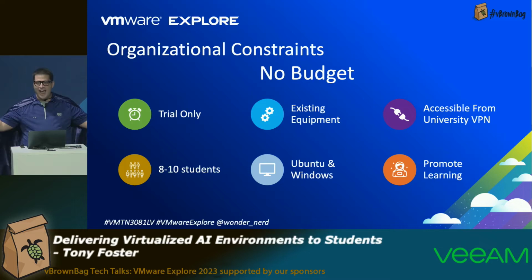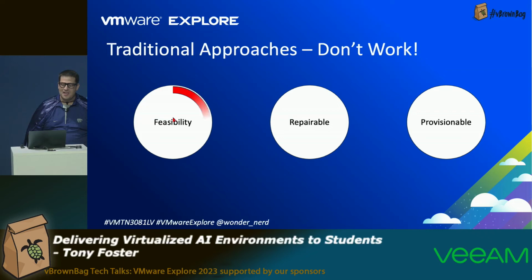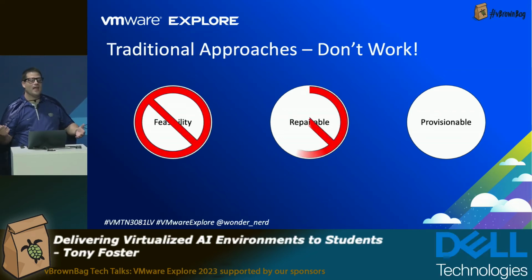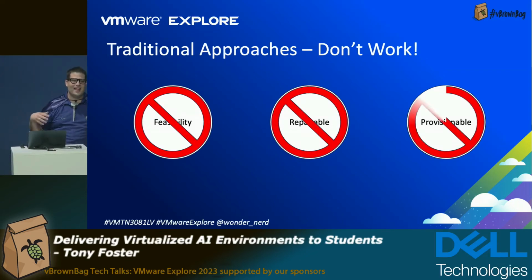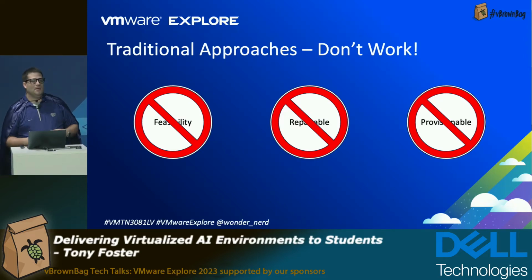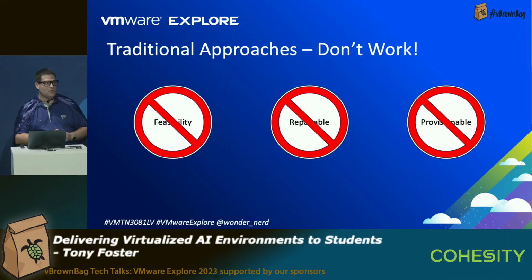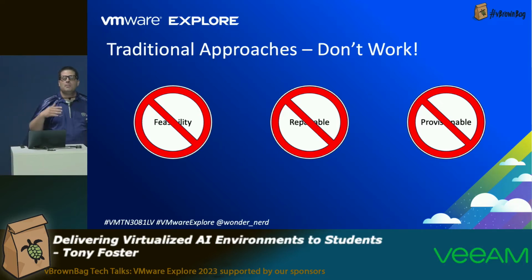And above all, I have no budget. At least not yet, not until I can prove that it works. So you might be going, well, why don't you just do the traditional thing, give all the students a server and let them have at it. I don't know how many people have tried to get GPUs recently. I don't know how many people think it'd be easy to give $1,000 GPUs or $2,000 GPUs to each student to let them work, but those traditional approaches don't work. They're not feasible to do.